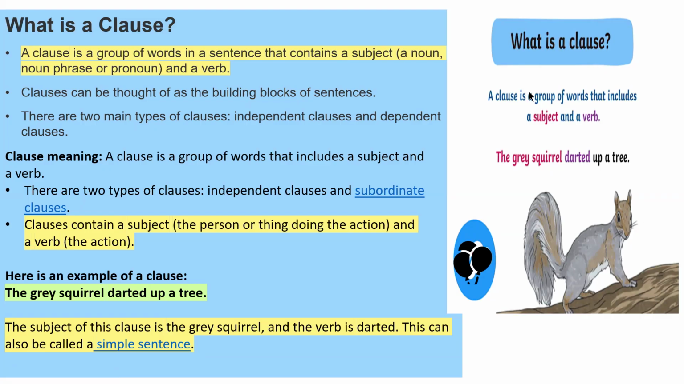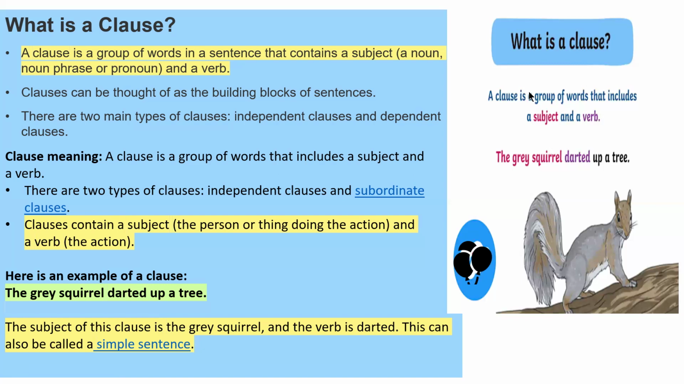So clauses contain a subject and a verb. Subject means a person or thing which is doing the action. A verb means the action. Whatever action is performed, that is the verb. For example, given is: The gray squirrel darted up a tree, meaning it moved very quickly up a tree.